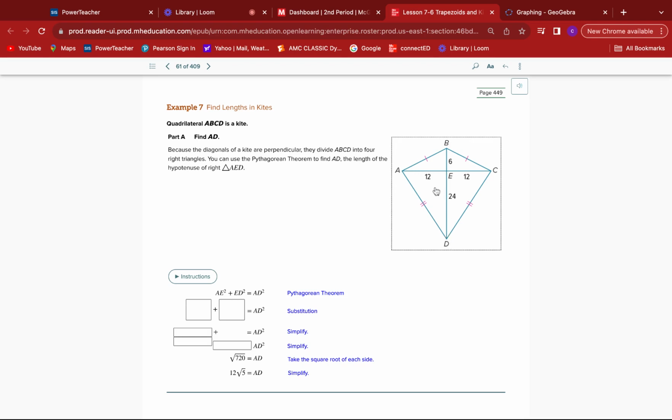Yes, ladies and gentlemen, that is a Pythagorean theorem. A squared plus B squared equals C squared. And you are looking for the side across from the angle E, which is 90. We call that the hypotenuse. So you're solving for C. All right, so it's going to be AE squared. That's going to be 12 squared.